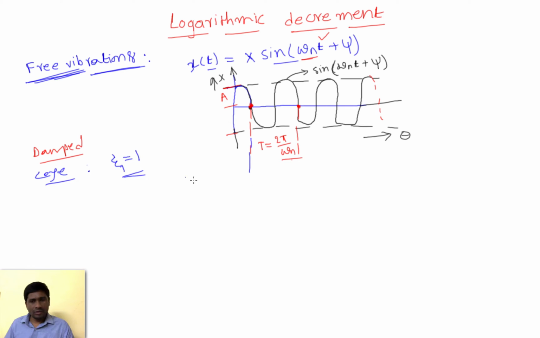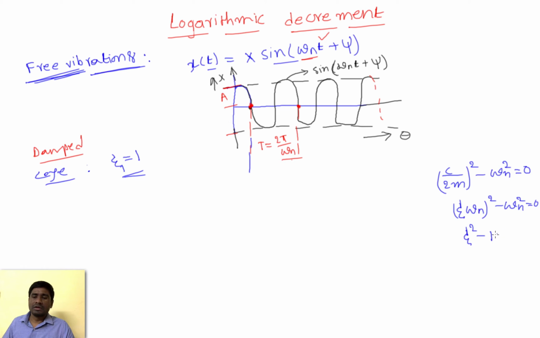How xi became 1, we will see quickly. What is the term inside the square root? That is (c by 2m) whole square minus k by m, that is omega n square. In this case, critically damped, it becomes 0. We have already derived that (c by 2m) whole square minus k by m is xi omega n whole square minus omega n square, equal to 0. Omega n cancels, so here it becomes xi square minus 1 equal to 0. Why did it become 0? Because in this case it is critically damped, that means xi equals 1.